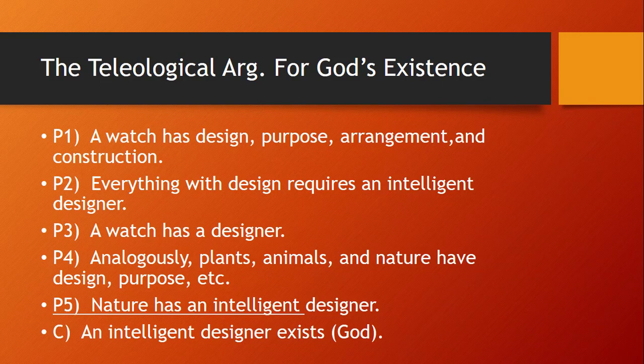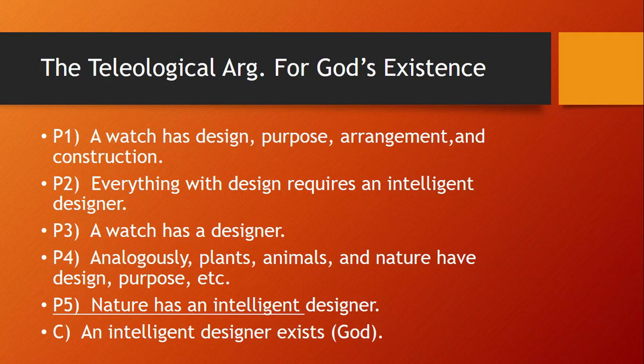And P3, a watch has a designer. So P1 and P2 support P3, that a watch has a designer, because a watch has design, purpose, and arrangement, and something that has those kinds of qualities, as the second premise states, has an intelligent designer. So therefore, a watch has a designer. And then P4, it says analogously. In other words, this argument is an argument by analogy. It's trying to draw an analogy to a watch and how a watch has a designer.